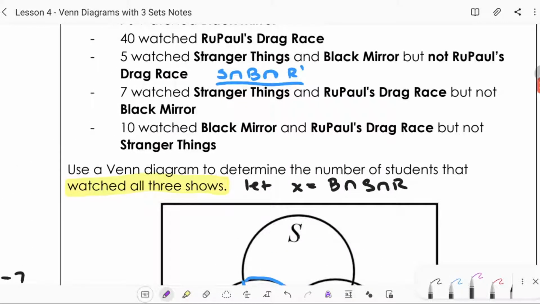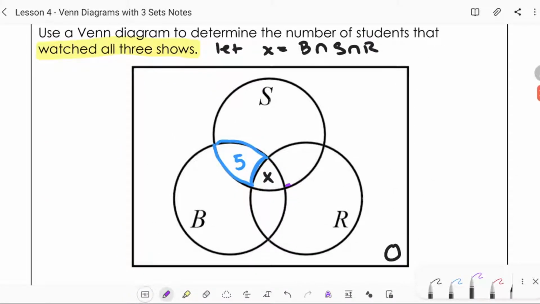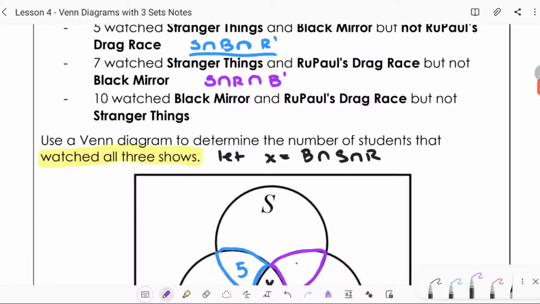Let's look at the next one. 7 watch Stranger Things and RuPaul, but not, or and the opposite of, and excluding Black Mirror. So that would be over here. Where does S intersect with R, but excluding the part where it intersects with B? And I had 7 students there.